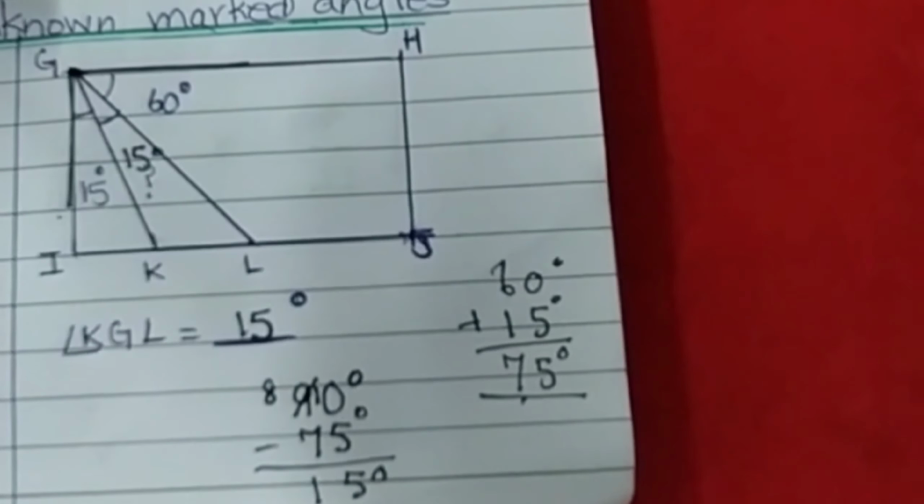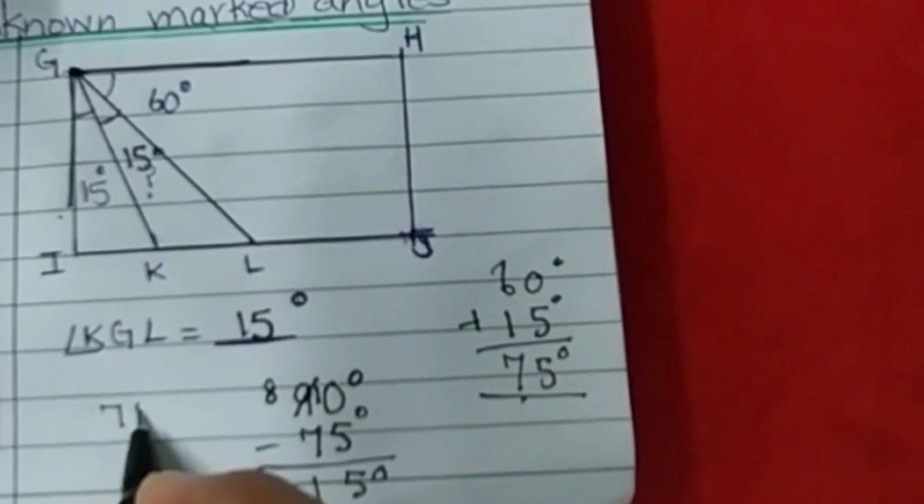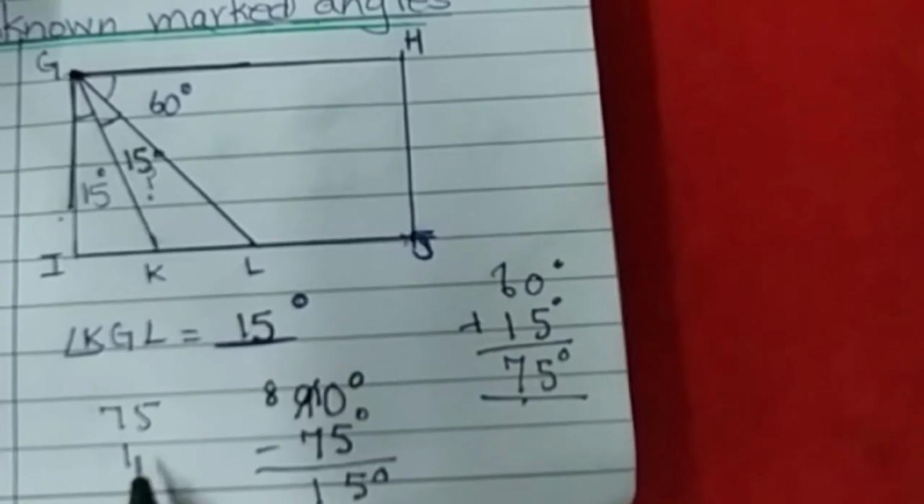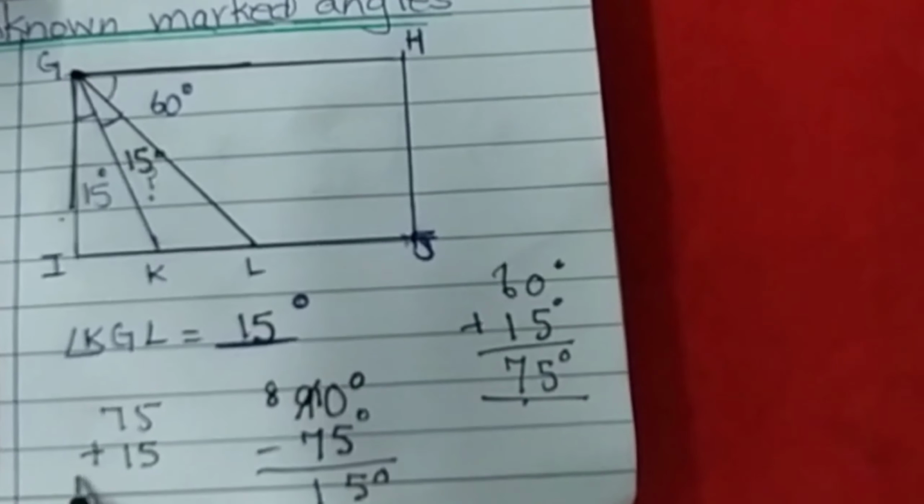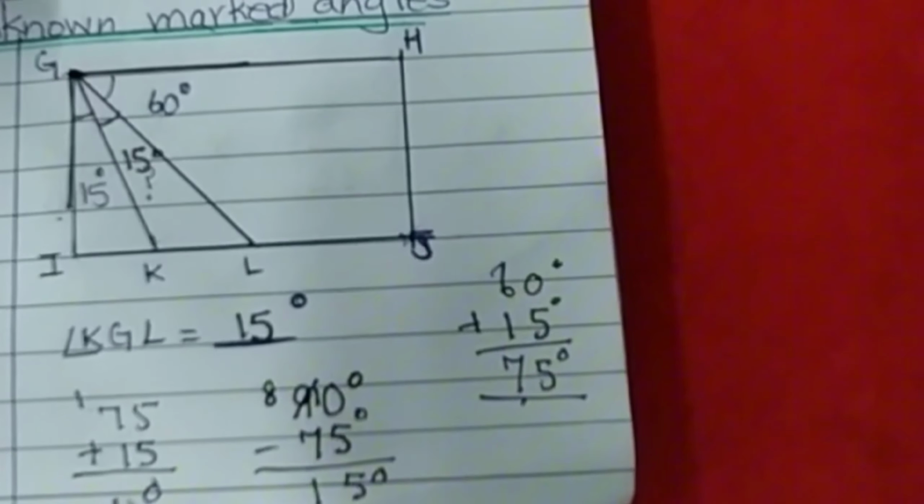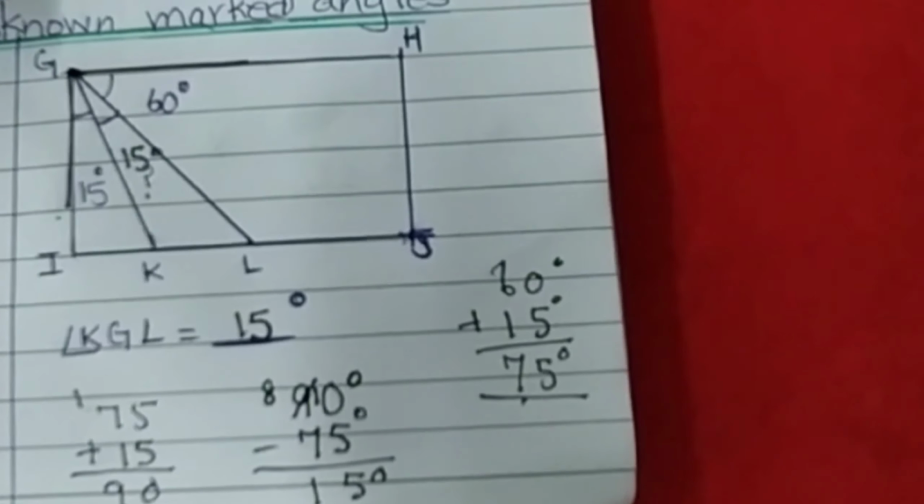Did you get that? Let's check the answer. 75 degrees that we already got from adding up the two, and also we got 15, and when you add up all three we will get 5 plus 5 10, 7 plus 1 8, and 1 9. So haven't we got 90 again? So this is how it has to be done.